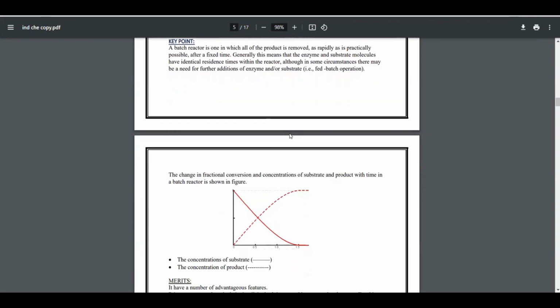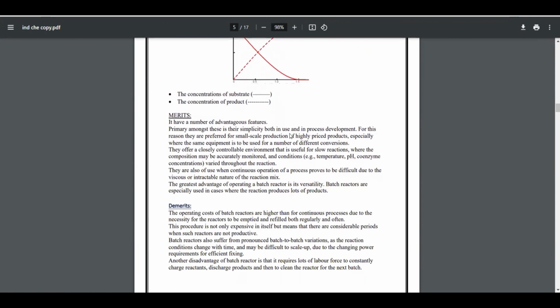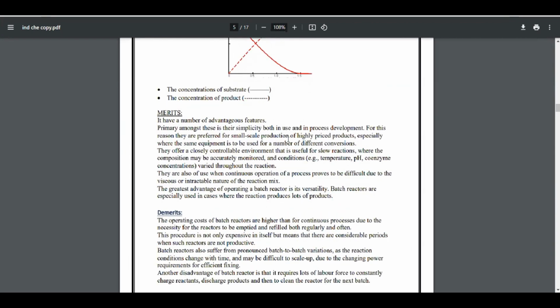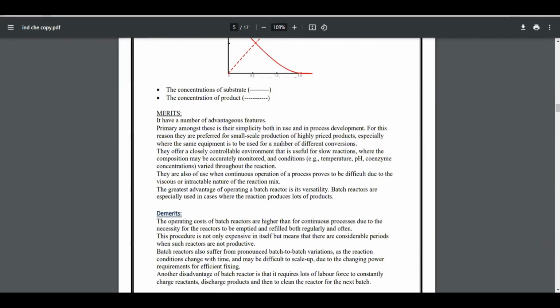Then there are some merits. Talking about their merits, number one is their simplicity. That's why they are used for small scale production of highly priced products. And the second is their controllable environment. As we are working in the form of batches, it is very easy for us to control the entire process.